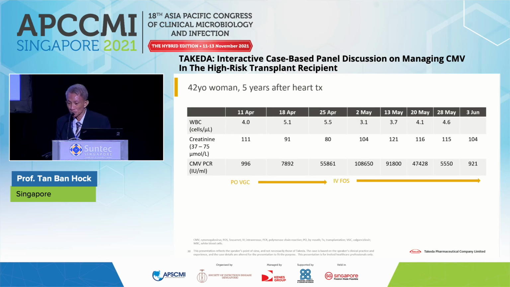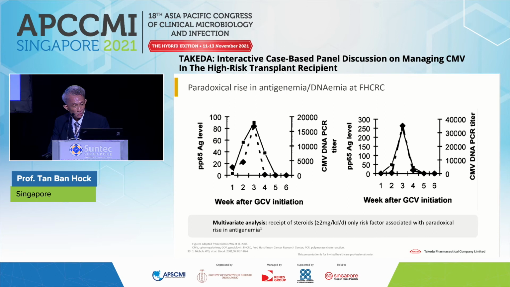So we chose to give her IV foscarnet. And as you can see, there were some very anxious moments when her creatinine rose, but we persisted and gradually the PCR came under control. So basically we were quite lucky, but maybe it wasn't that she had refractory or resistant CMV, because there is this phenomenon of a paradoxical rise in antigenemia or DNAemia.